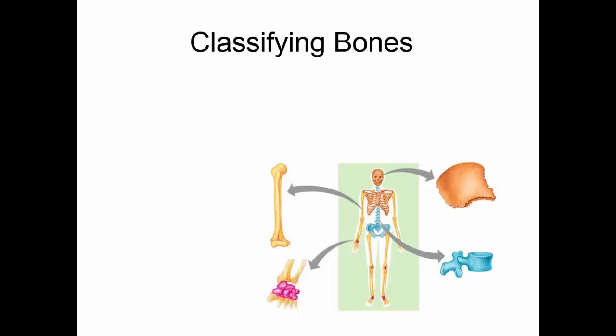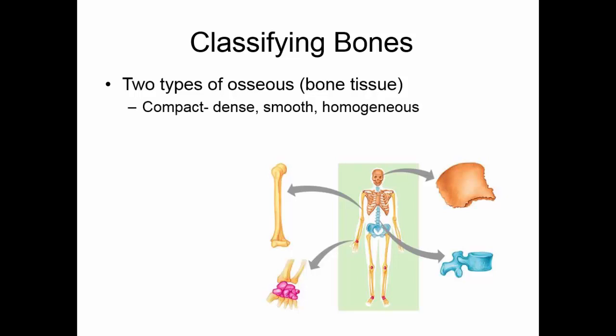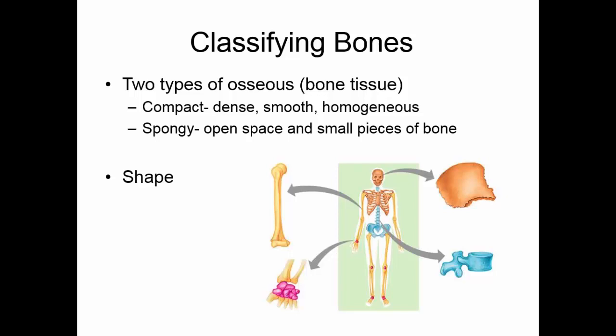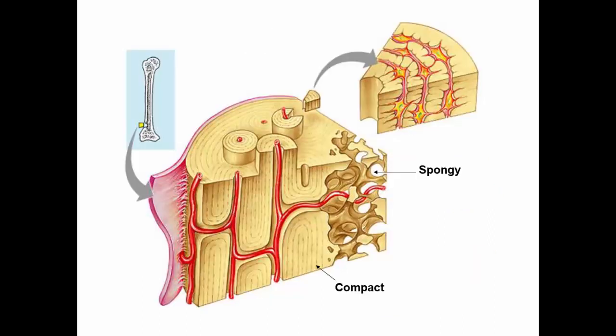Bones can be classified in two different ways. One is by the type of bone it is, the type of osseous tissue. Compact bone is very dense and smooth and homogeneous looking. Spongy bone has a lot of open spaces with small pieces of bone in it. It literally looks like a sponge. We can also classify bones based on their shape: long, short, flat, or irregular. Here you see the two types of bone tissue: the compact bone, very smooth, very homogeneous, and the spongy bone, which really does look like a sponge.